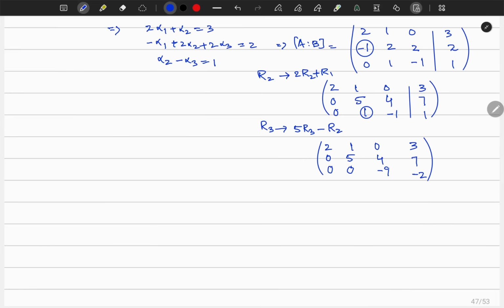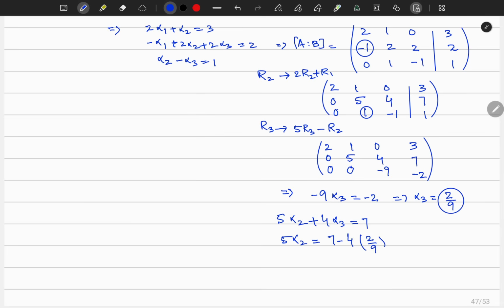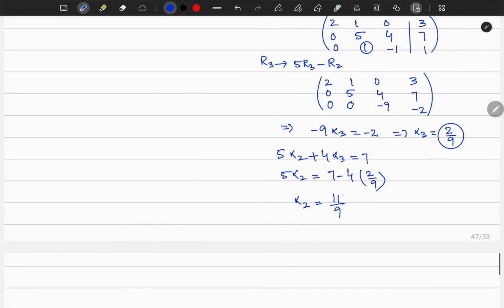So this is your third coordinate, so minus 9 alpha 3 is equal to minus 2, which implies alpha 3 is equal to 2 by 9. So you got alpha 3. Now from the second row you have 5 alpha 2 plus 4 alpha 3 is equal to 7. So 5 alpha 2 is equal to 7 minus 4 times 2 by 9. So alpha 2 will be equal to 11 by 9, by putting the value and dividing by 5.